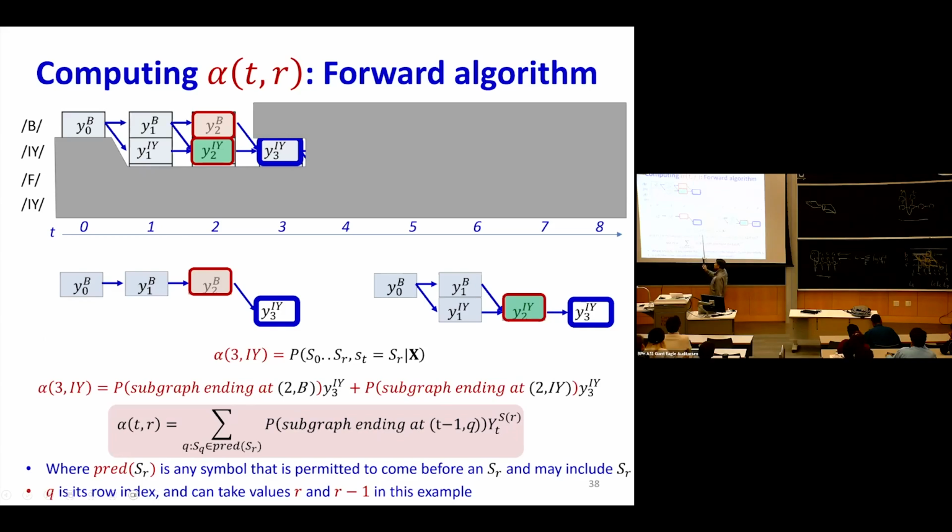Again, to repeat, the total probability of all paths that end up at 3e, I'm calling that alpha 3e, right? So what is the total probability of all paths that end up at 2b? What would that be?